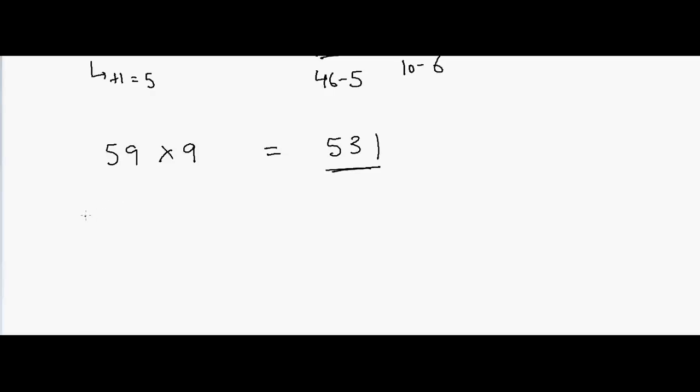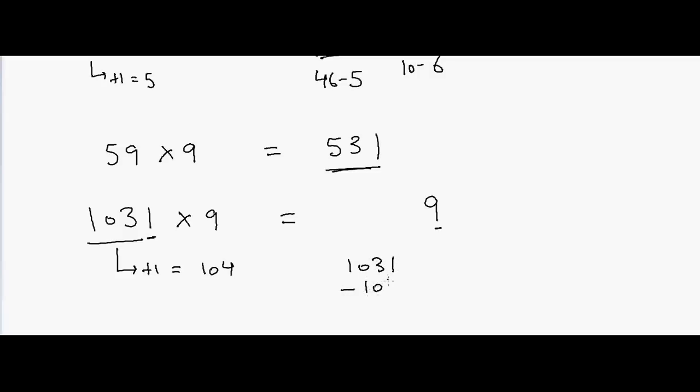Now this formula will also apply for very large numbers. So suppose I have 1031 and I want to multiply by 9, right? So let's see. First I'll take the 1. So if I use this, then 10 minus 1 is 9, so the first digit would be 9. Then I have 103, so I'll take this and add 1 to it, that will be 104, and then I have to subtract 1031 minus 104.